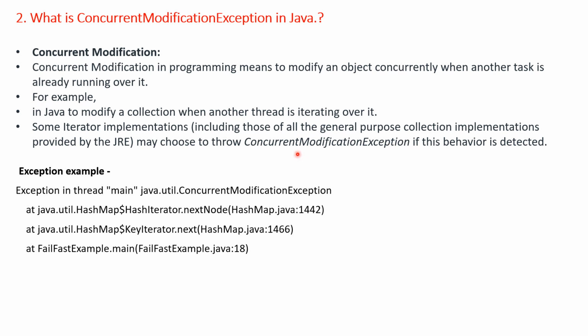How does it look actually? Exception in thread, java.util.ConcurrentModificationException, like this, with the line, and why it is failing, on which thing, after the iterator what we are going to do. All this information it will print to us, and it will throw the exception, like this example.